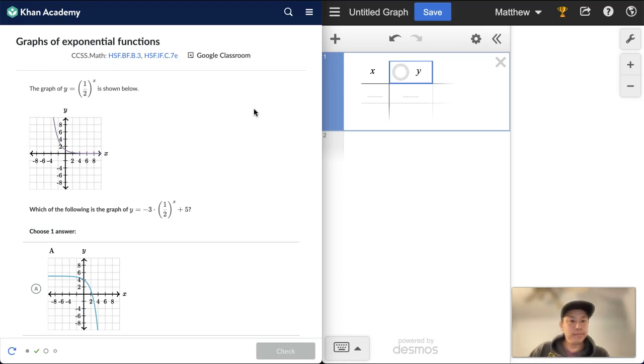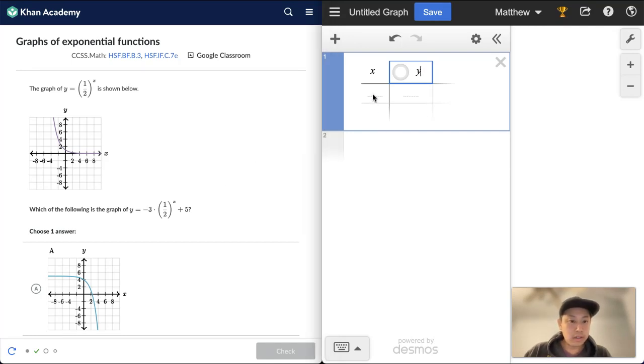Hey, Mr. Lee here. Let's graph some exponential functions, okay? My method here is going to be utilizing a table, right? We're going to be given an equation. I'm going to utilize a table and then match some points on the graphs, okay? So let's get it started.